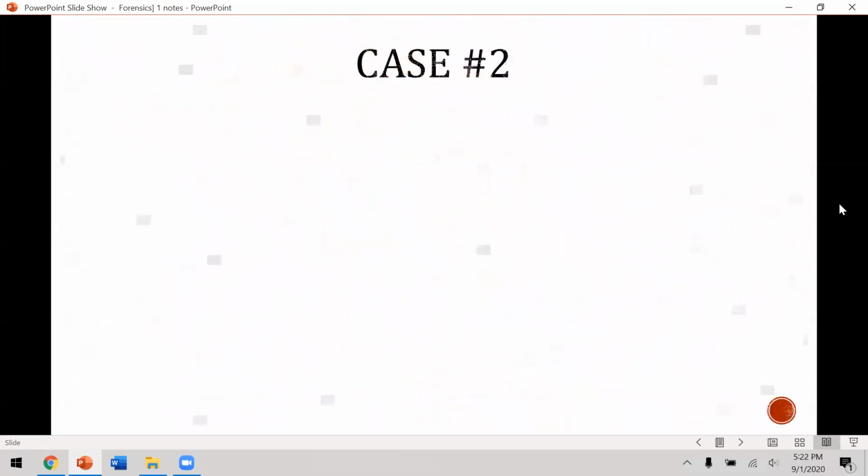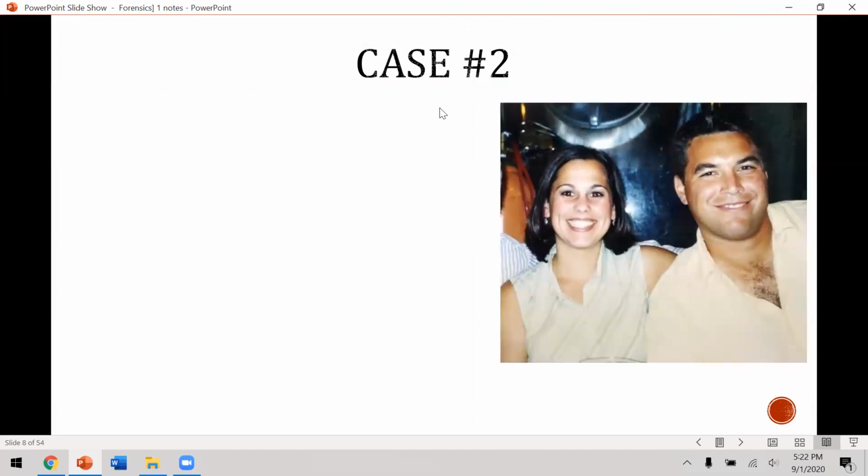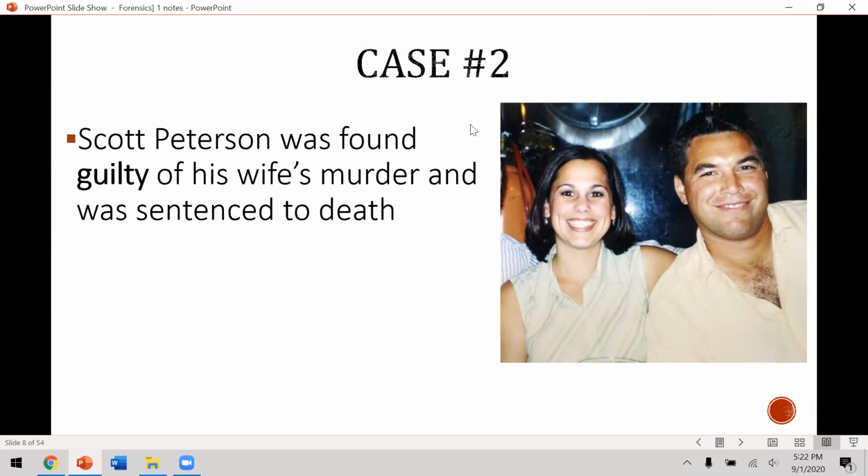Okay, the second case. This is usually one people don't know a lot about. The second case, most people are split on this. Some people usually say guilty, some say not guilty. This was Laci Peterson. Laci Peterson was pregnant. She went missing. This is her husband, Scott Peterson. He was found guilty of his wife's murder, and he was sentenced to death. He's currently on death row.